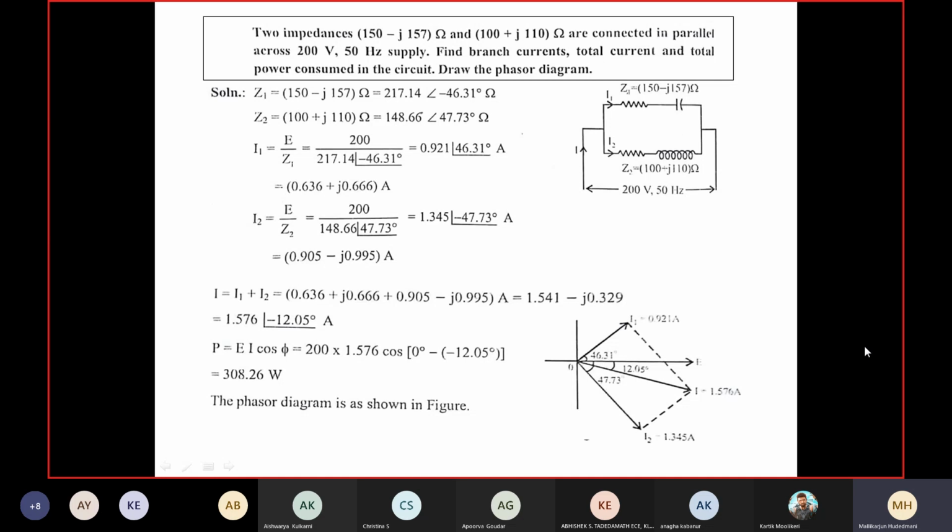So you will be given information like impedances. For example, two impedances 150 minus J157 ohm and 100 plus J110 ohm are connected in parallel across a 200 volt, 50 hertz supply. Find branch currents, total current and the total power consumed in the circuit. Draw the phasor diagram. This is a very usual script associated with the parallel circuit concept.